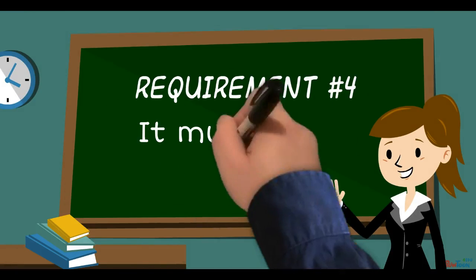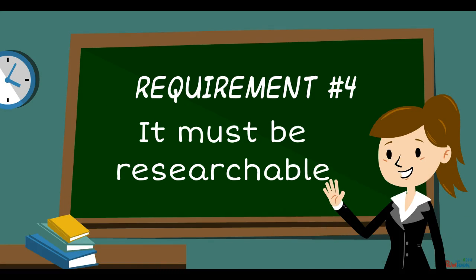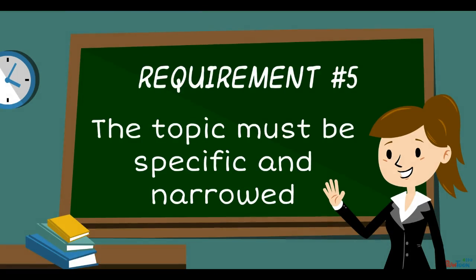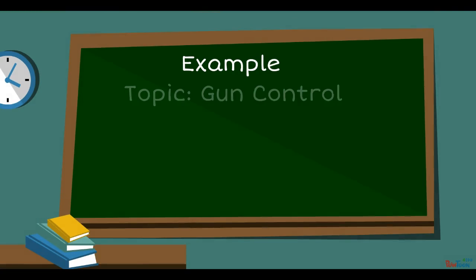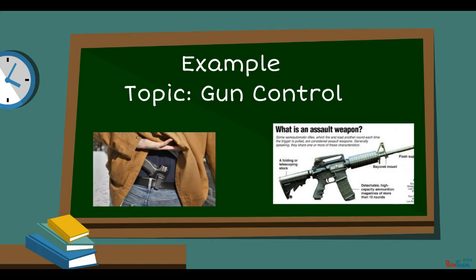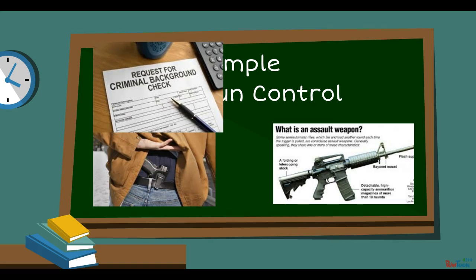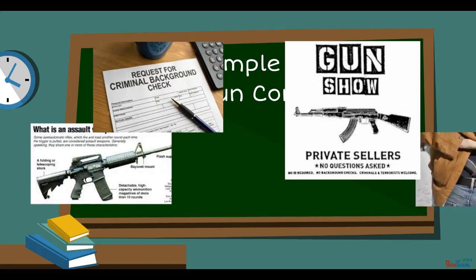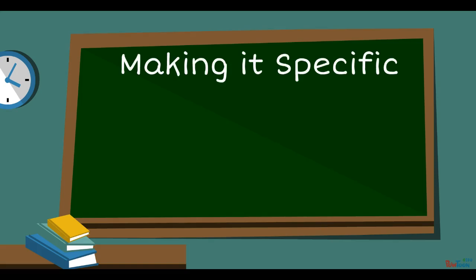Requirement 4, you need to make sure it's a researchable topic. If you can't find research on this and 5 sources are required, then you won't be able to do the topic. The 5th requirement is the topic has to be specific and narrowed. If I'm going to approve it, I have to know what you're going to be discussing. So gun control, I brought that up earlier, but that's really more of a subject area. I don't know if you're talking about concealed weapons, assault weapons. Maybe you want to discuss background checks or the private sale loophole that people critique of gun shows.